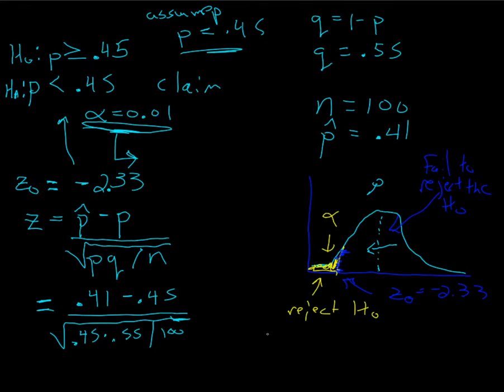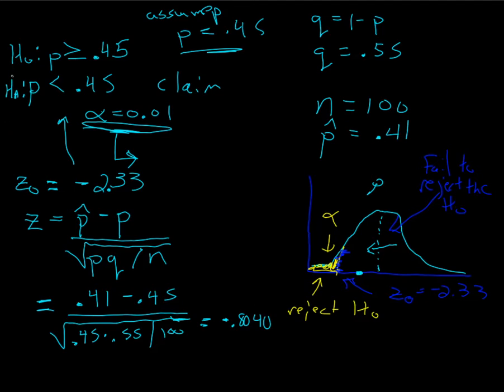Well, we'll do 4 decimal places. Negative 0.8040. Well, that's somewhere in here, right? It's bigger than negative 2.33, but it's less than 0, so it's in this region, which is the fail to reject the null hypothesis.